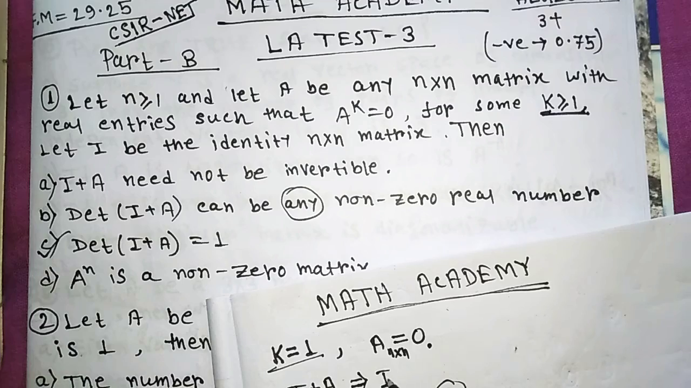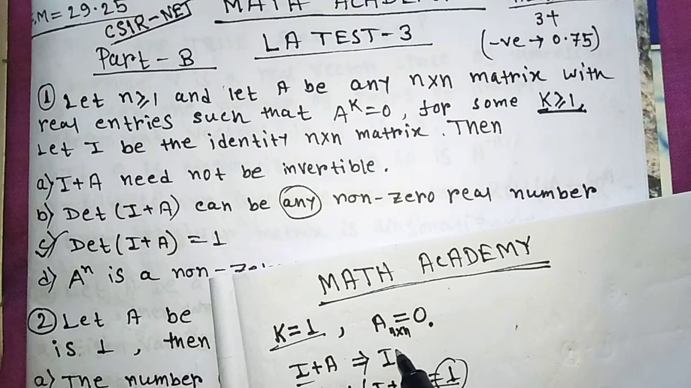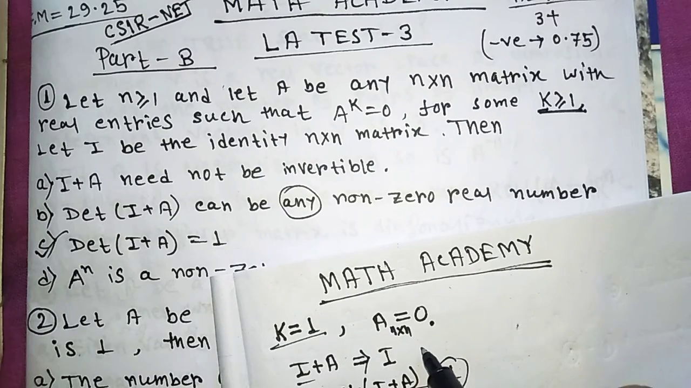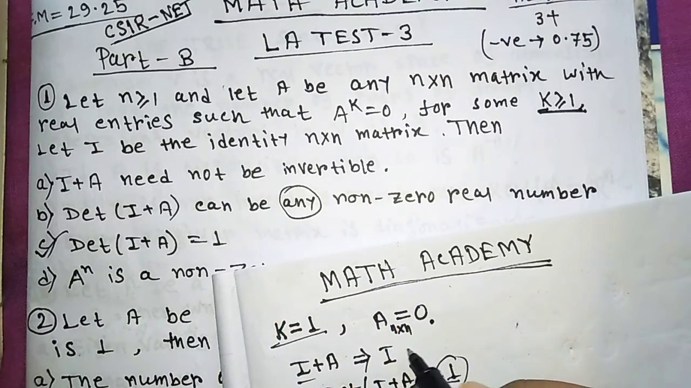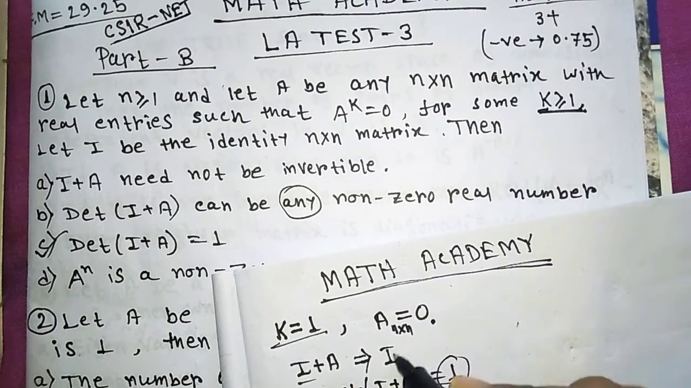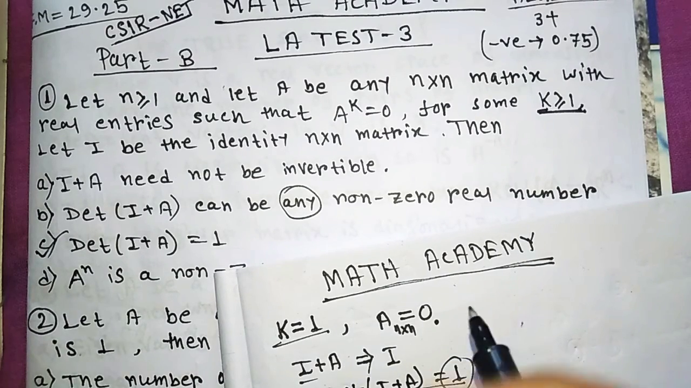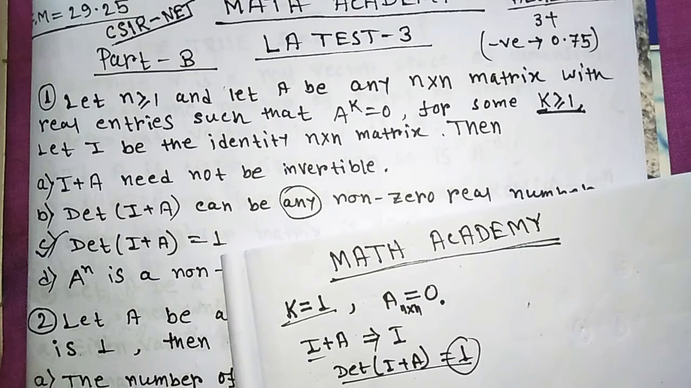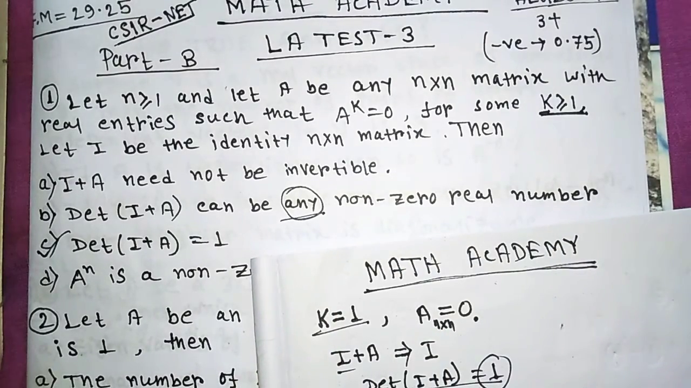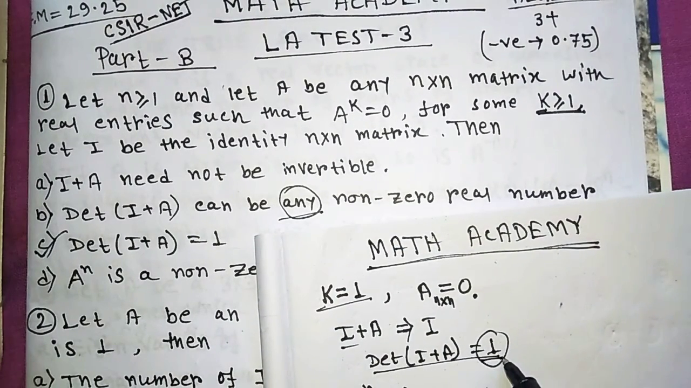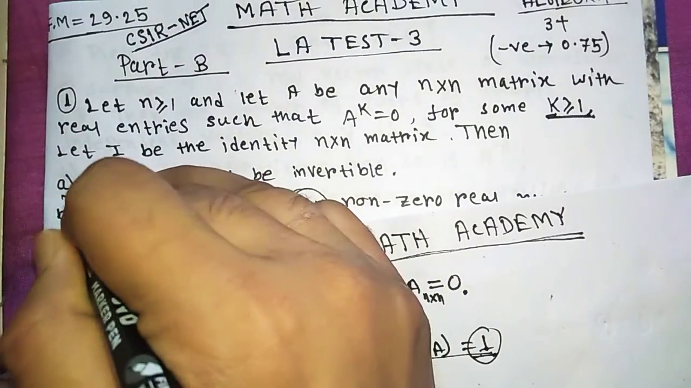so I plus A is only I, the identity matrix, so the determinant of I is 1. The first option says I plus A need not be invertible, but the determinant is 1, so this matrix is invertible, so option A is false. Option B says the determinant of I plus A can be any non-zero real number. But here the determinant of I plus A is 1, which is the only value, so option B is also false.